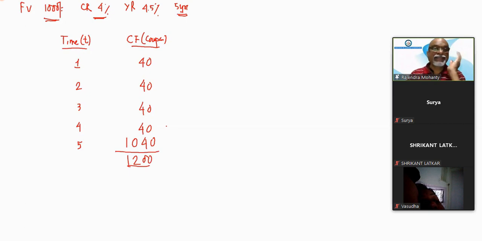Now, suppose you have bought this bond today. We are calculating this Macaulay duration for today. After 1 year, you will get 40. After 2 years, 40. After 3 years, again 40. After the 4th year, again 40. And the 5th year, this is the value. But these are future values.